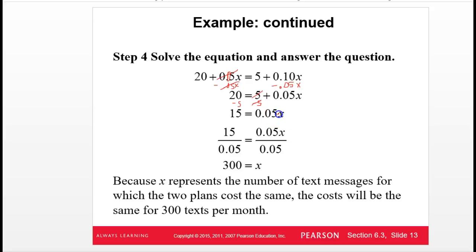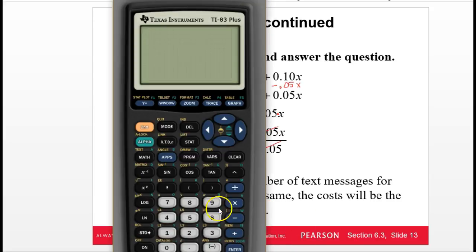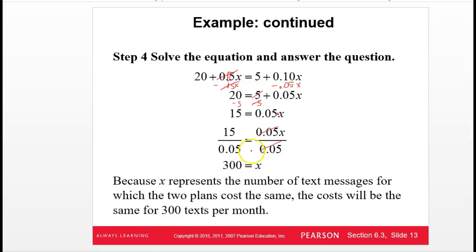Alright, and then finally, I don't want anything with the x. So if there's a number being multiplied by x, I divide it away. So 0.05 divided by 0.05 is 1. So 1x is what I want. And then 15 divided by 0.05 is 300. And again, at that point, you're ready to go to your calculator to do that. So just type it on your calculator, and you'll see where that 300 comes from. So 300 is the number of minutes required for these two plans to be equal.